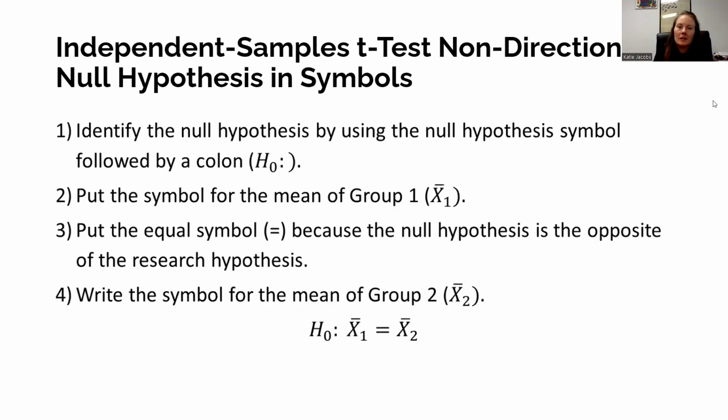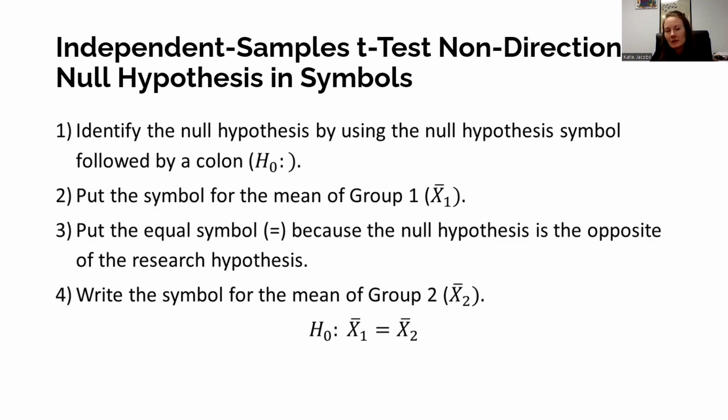All right, so we can also write our null hypotheses in symbols. So we first start off by identifying our null hypothesis using the symbol for null hypothesis, which is capital H sub 0. Then we put a colon to let people know that our null hypothesis is coming. Remember, we want to keep our groups in the same order. So we had group 1 first with our research hypothesis. We'll want to do the same thing with the null. So we have X bar sub 1.